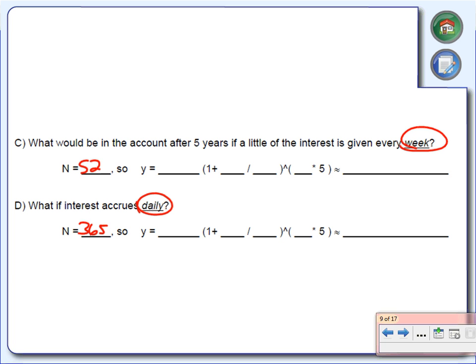All right, Lorenzo, help me out on this first one here, C. We know 52 weeks. There's 52 weeks in 1 year. Remember, we're still investing $6,000. We're still looking at 4% interest. So, here we go, Lorenzo. y equals what? What's the first number I need? 52.